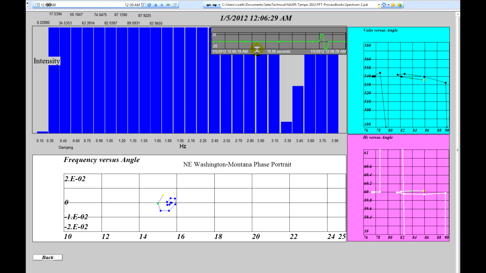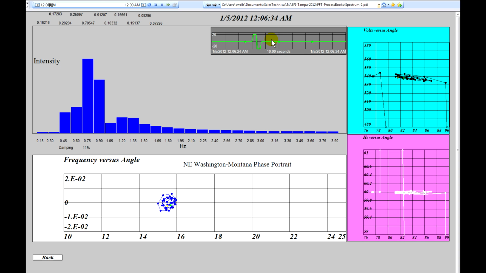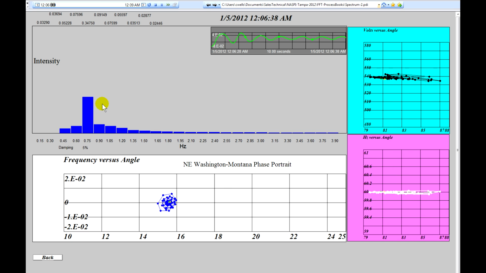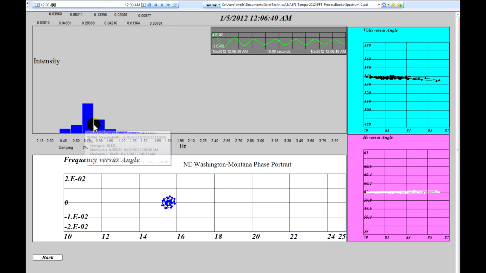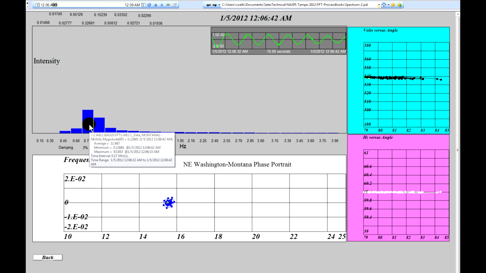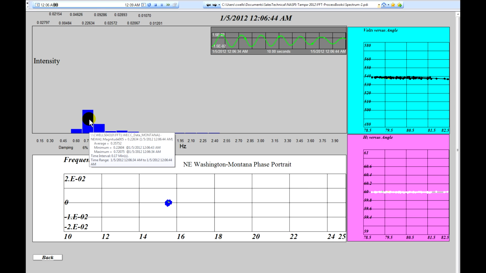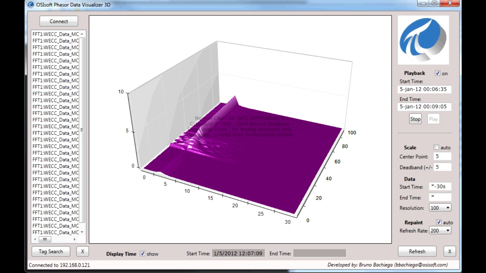This is shown by this large spike in frequency differences between Montana and Northeast Washington. Then the energy dissipates. However, now you'll observe that there's a peak appearing at 0.75 Hertz. The previous peak, as you recall, was at 0.9 hertz, so the system will automatically determine what the oscillations are, the magnitude of the oscillations, and it also shows the damping.